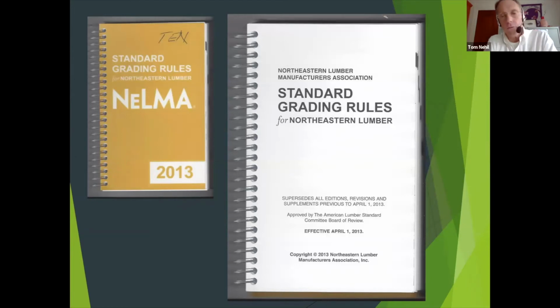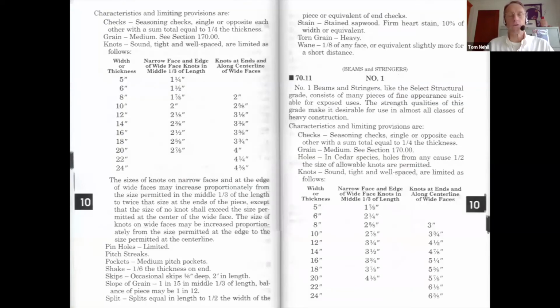So once we've got our species, now we're ready to start turning to the grading rules and figure out what grade we have. This is the Northeast Lumber Manufacturers Association, and there are other rules writing agencies around the country, Western Wood Producers out west, and there's Southern Pine Inspection Bureau down south, and so on. They're all pretty much the same. They vary only in some minor details. This is a page out of one of the grading books.